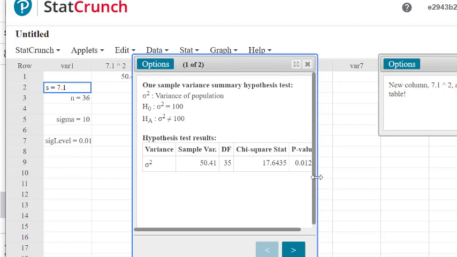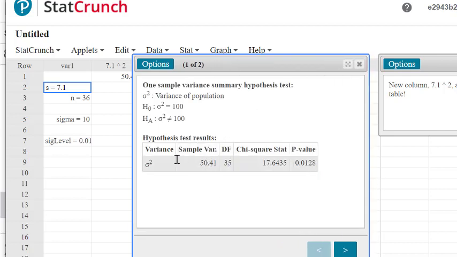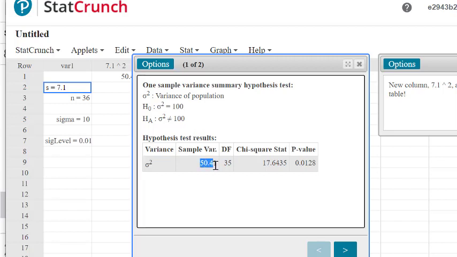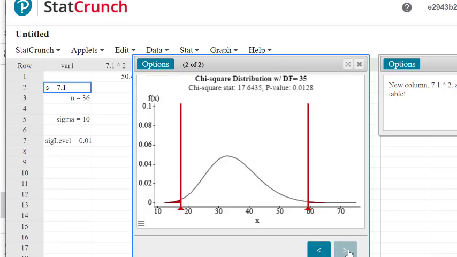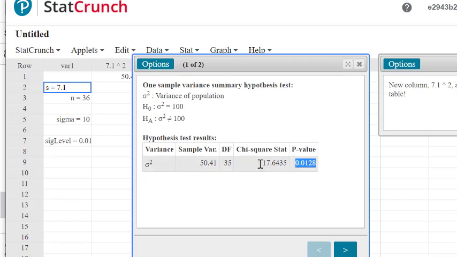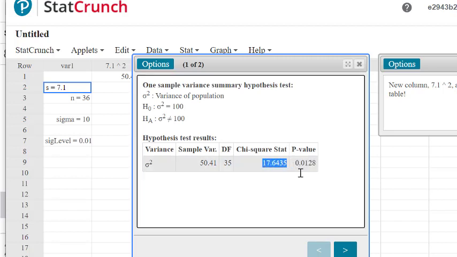Here are the results. We have the sample variance, the degrees of freedom, which is 1 less than the n, and we have our test statistic and our p-value. If we want to take a look at our graph, it's a two-tailed test, and so the test statistic would fall here, a little bit less than 20, bigger than 60 over here. And then the p-value would be the region that's shaded here. Okay, let's go back to this information and put in our test statistic.